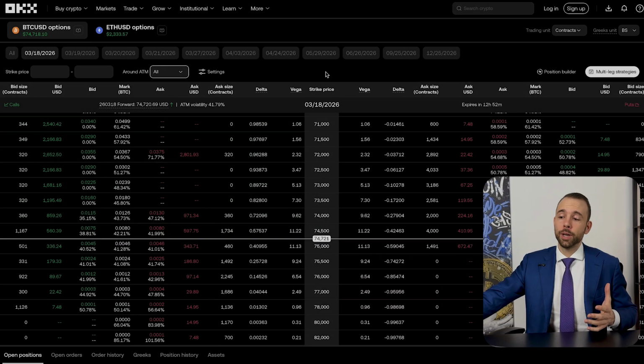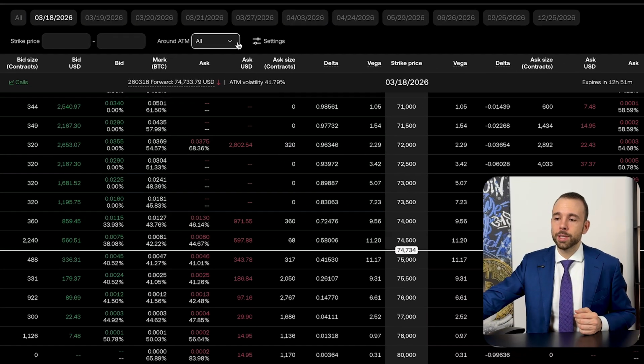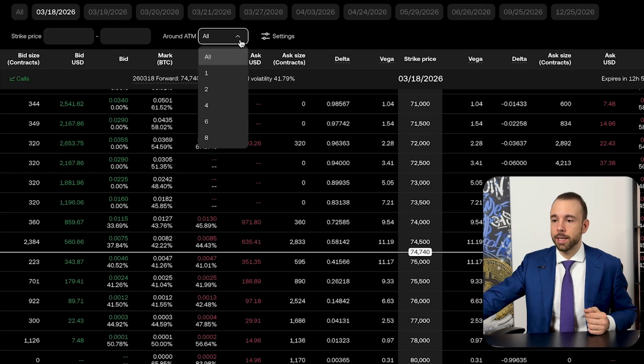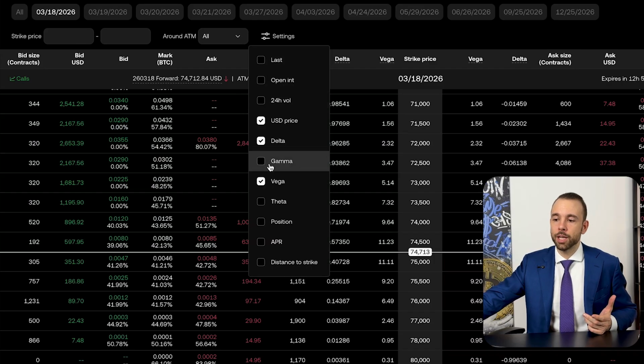And now let's take a look at the OKX options. Here you can see that the OKX option chain is also very similar to Binance and also the Deribit exchange. I can also select all the strike prices that I would like to see, with around ATM or the strike range. And also I can adjust the option chain by using the settings. For example, here I can select the Greeks that I would like to see, or I can select the distance to the strike.